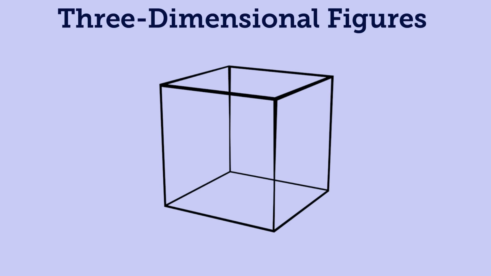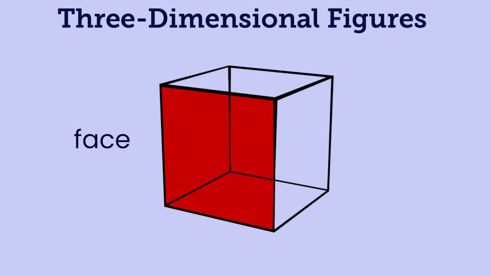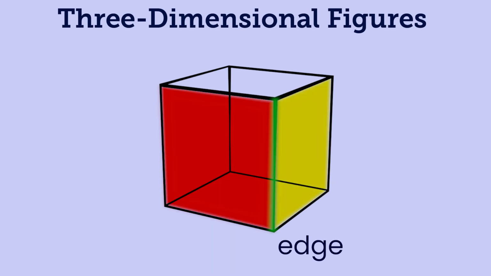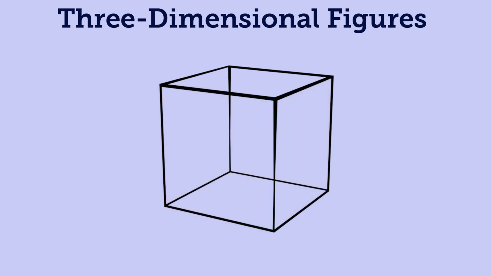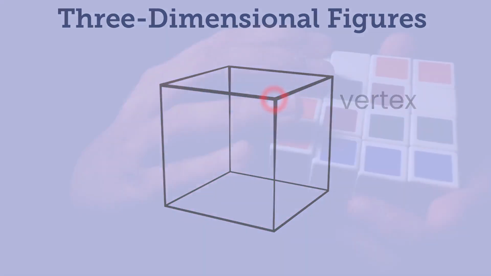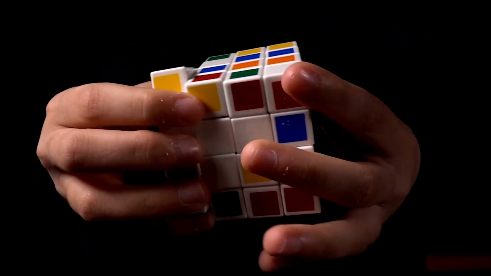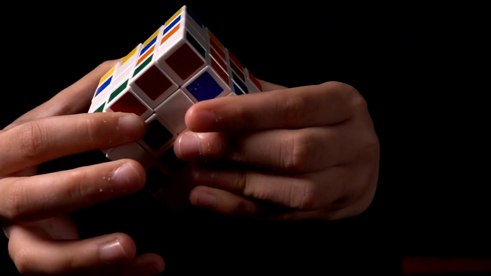On a three-dimensional figure, a face is a surface that can be flat or curved. Some three-dimensional shapes also have parts called edges, which form where two faces meet, and vertices, which are corners or points. To get a better idea of what vertices, edges, and faces are, let's look at a few figures.